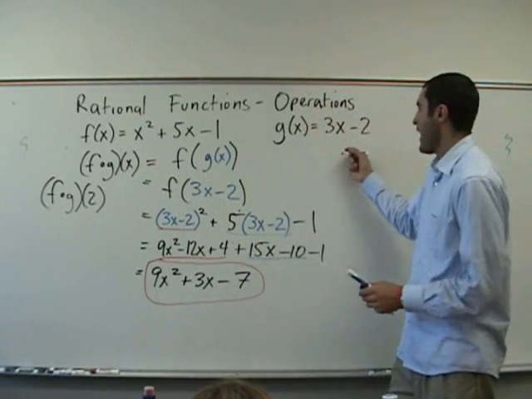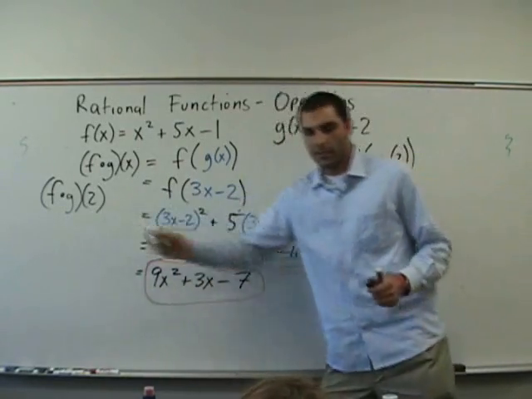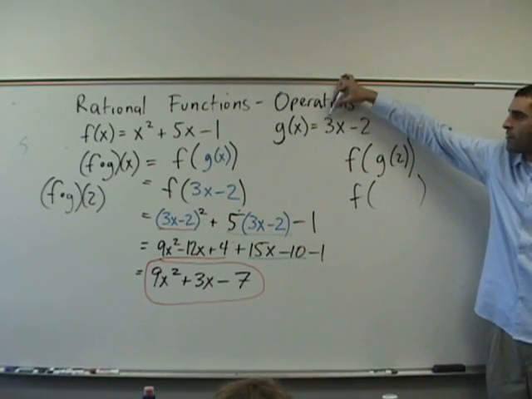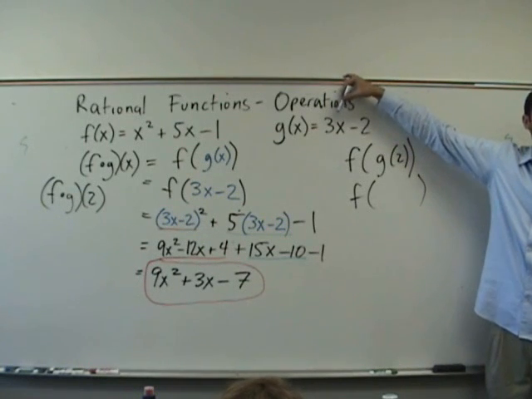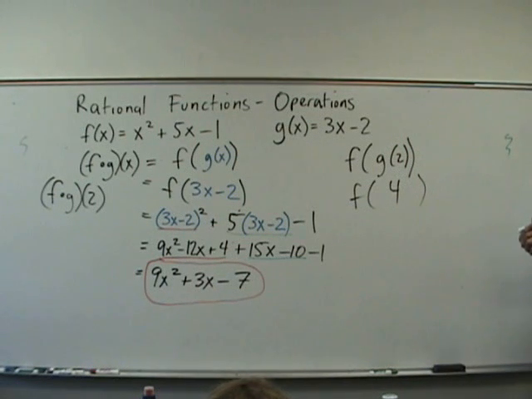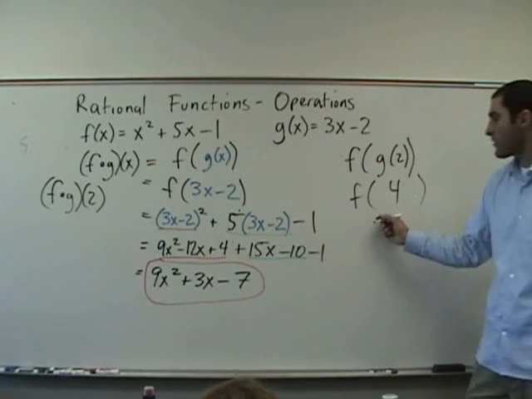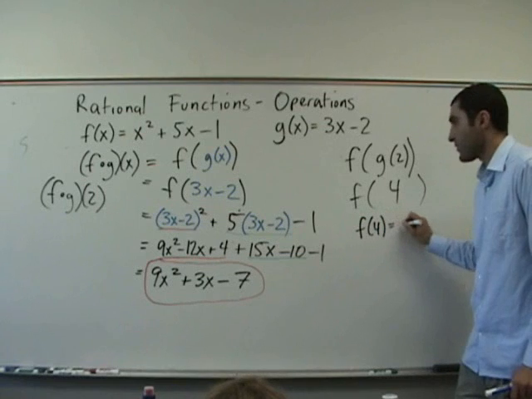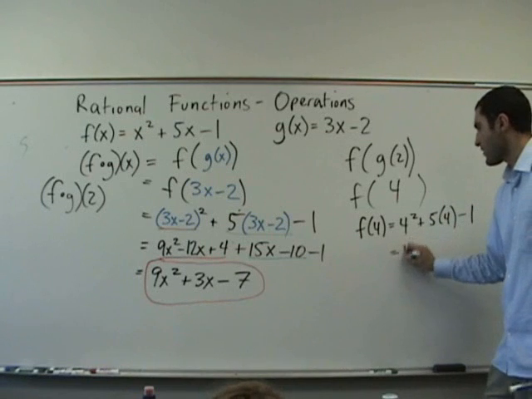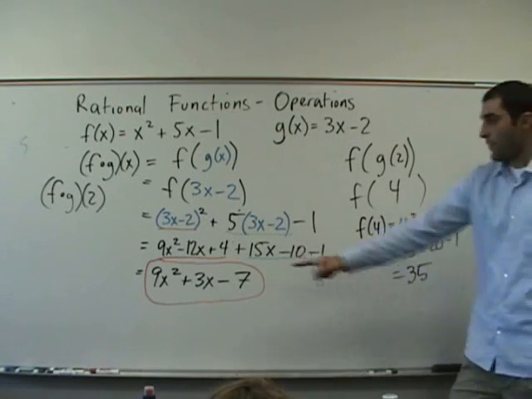But if it's saying f of g of 2, these are equivalent, that's the same as f of, what is g of 2? None other than 3 times 2 minus 2, which is 6 minus 2, which is 4. So g of 2 is 4. Any questions about g of 2 being 4? And now f of 4 is 4 squared plus 5 times 4 minus 1, equals 16 plus 20 minus 1, 36 minus 1, 35. Which we would get over here.